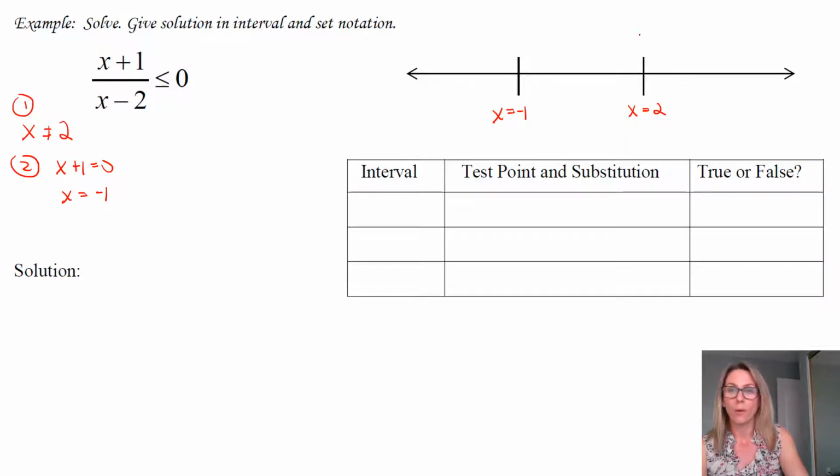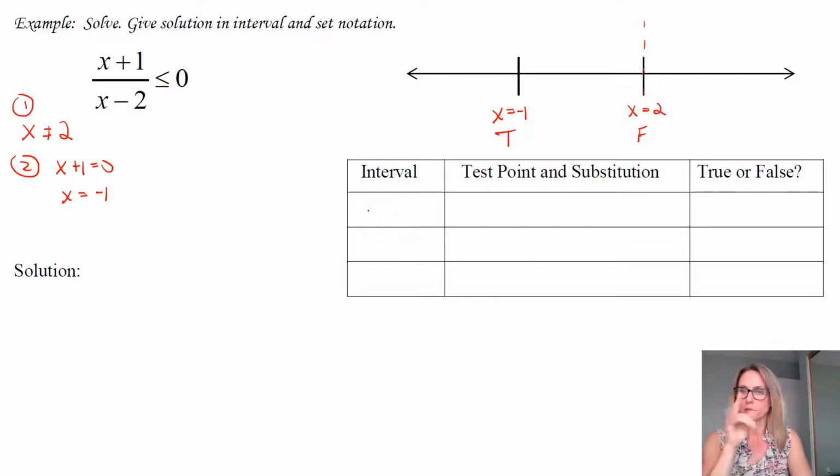Now, we remember already, 2 is not a possibility, so it cannot be part of our solution. It makes it false. For -1, if we plug it in, notice we get 0 divided by -3. That is 0, and 0 is less than or equal to 0. So -1 is part of our solution. So I'm going to do this one in a slightly different way. The last one, I tested points. I'm still going to do that, but you can also do it in a table, if you like. So here's a table if you'd like to use that.